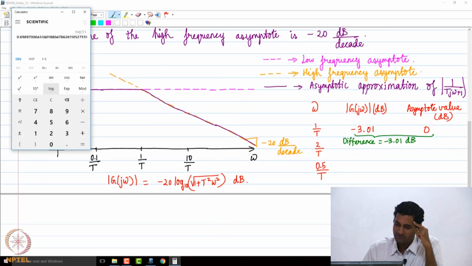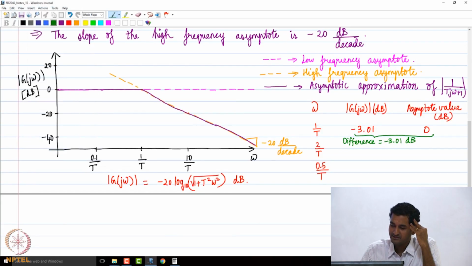So log of 5 is 0.69, right? Then I multiply by 10, I'm going to get minus 6.99, so I think it's going to be close to minus 7. But anyway, I will write this value as minus 6.99, let me round it off, in decibels.